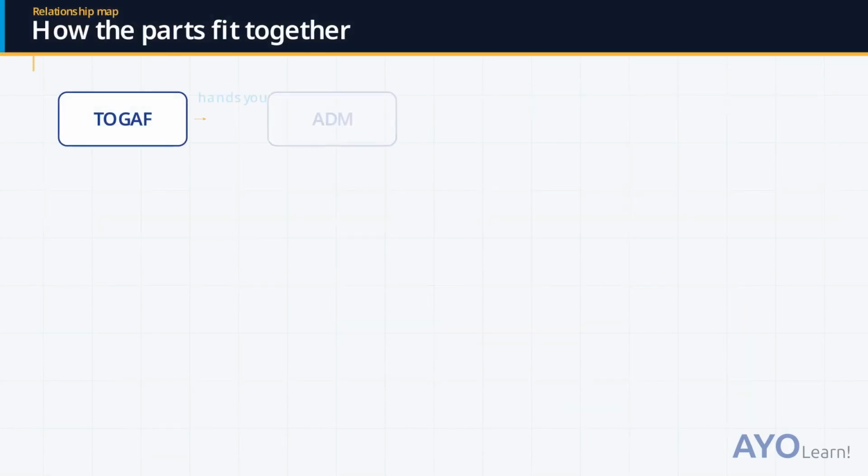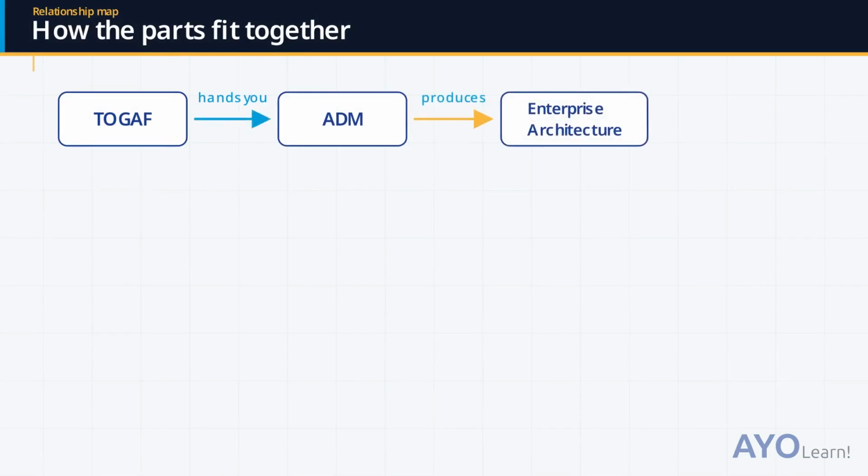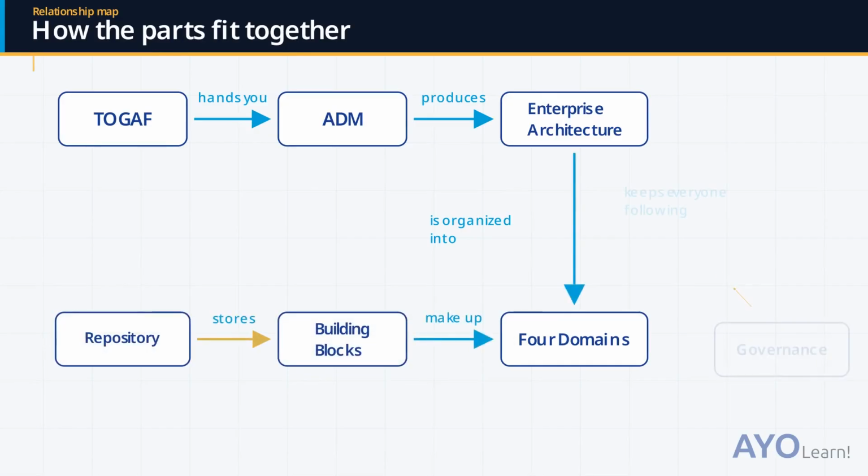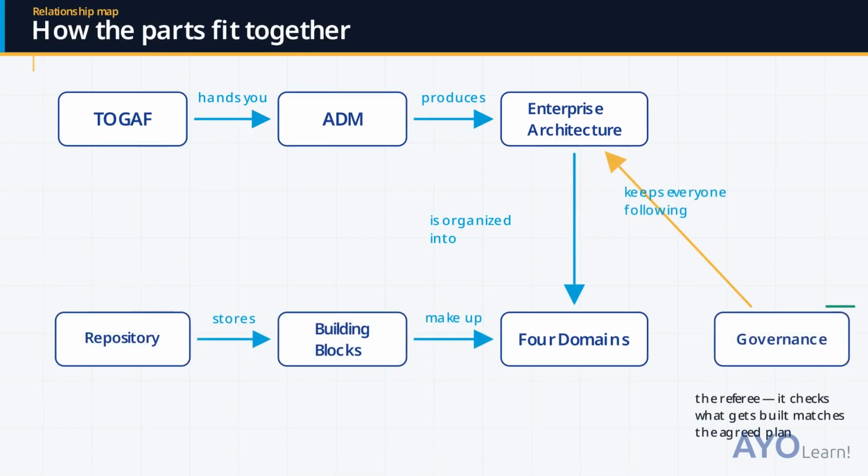TOGAF gives you the ADM, the method that produces your enterprise architecture blueprint. That blueprint is organized into four domains, each built from smaller building blocks stored in the repository. And governance acts as the referee, checking that what's actually built matches the agreed plan.